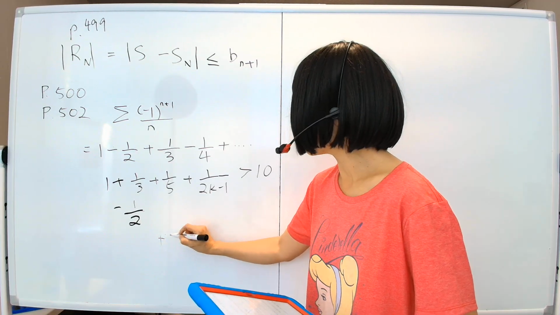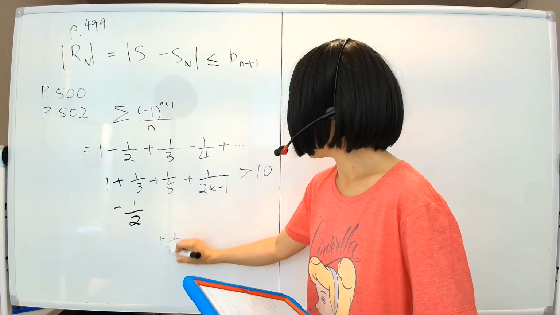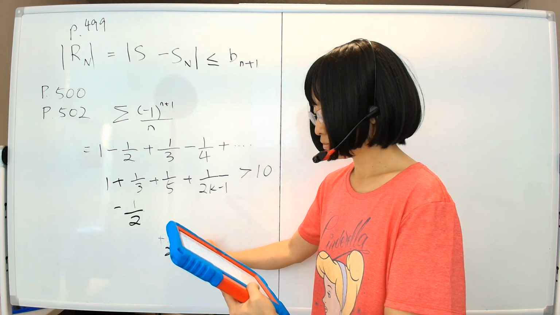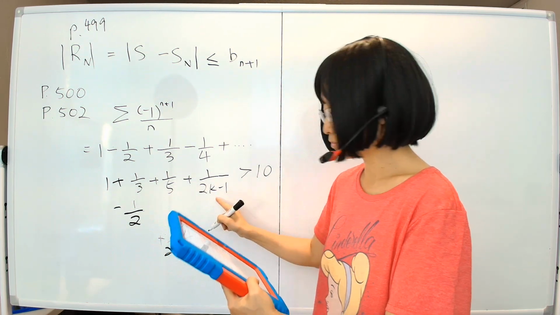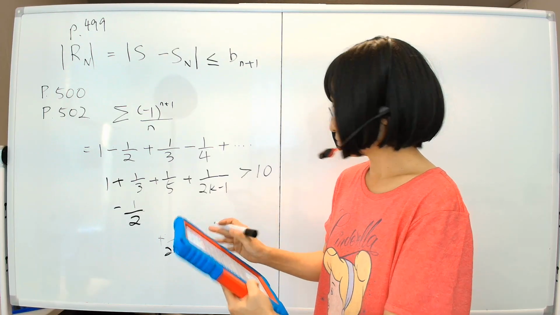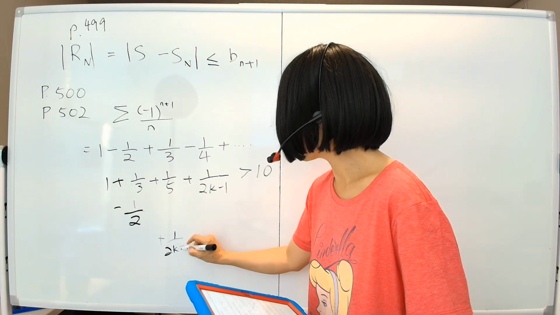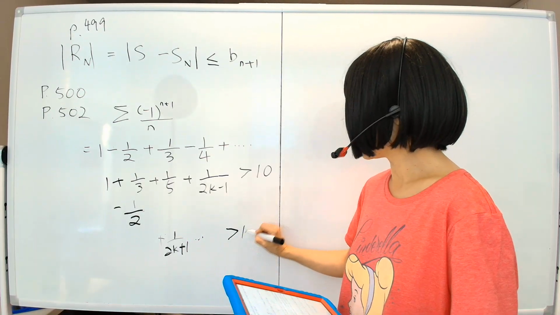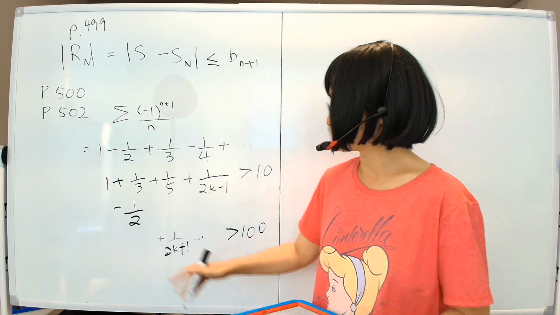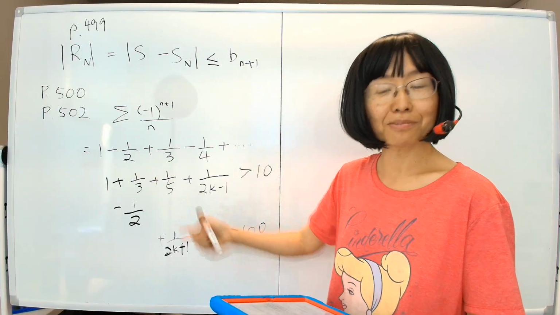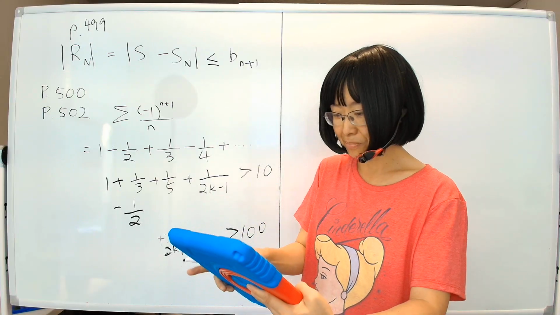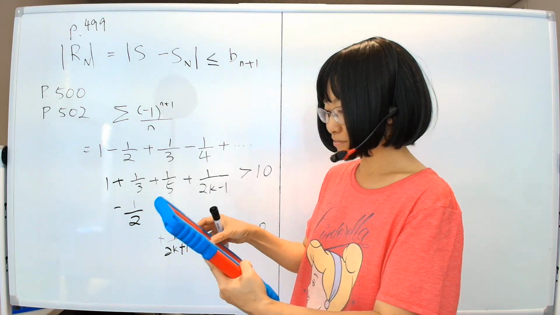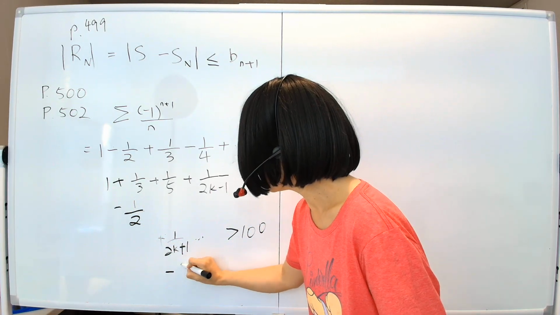You keep adding odd terms, only odd terms, 2k plus 1, after the minus 1/2 and 2k minus 1. You keep going until this whole thing is bigger than 100, which will take, who knows, until the galaxy might have expired. At that point, you allow yourself to subtract 1/4. As you can see where I'm going.